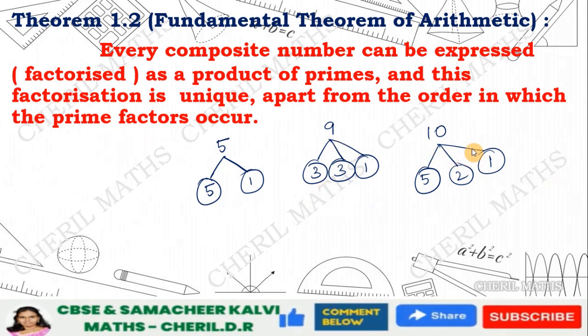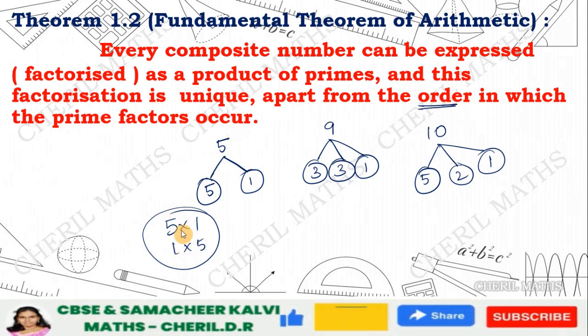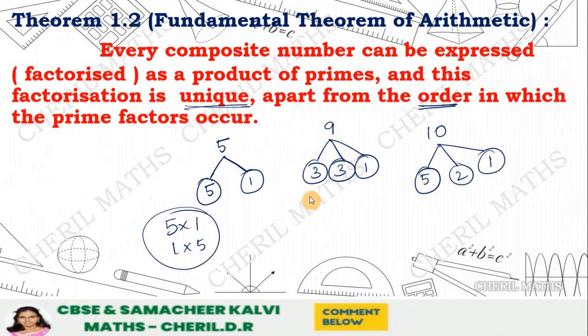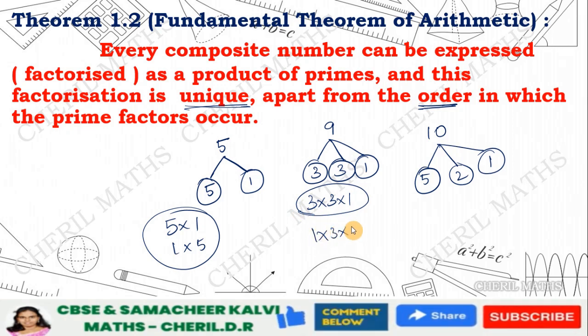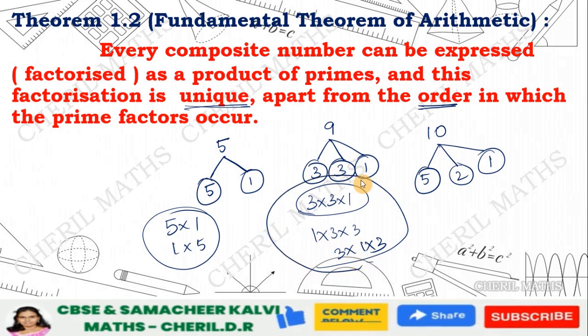So all these are different numbers. If you want to write this, I can write it as 5 by 1, I can write it as 1 by 5. So these are two ways where you are going to change the order, but this is going to be unique. You cannot write it in any other way. So that is the meaning of unique. So 9 you can write only as 3 into 3 into 1, or you can write it as 1 into 3 into 3, or you can write it as 3 into 1 into 3. So these are all the orders, but uniqueness means only those particular primes. You cannot write 9 as a factor of the prime number 2. That is not possible. So that is the uniqueness here.